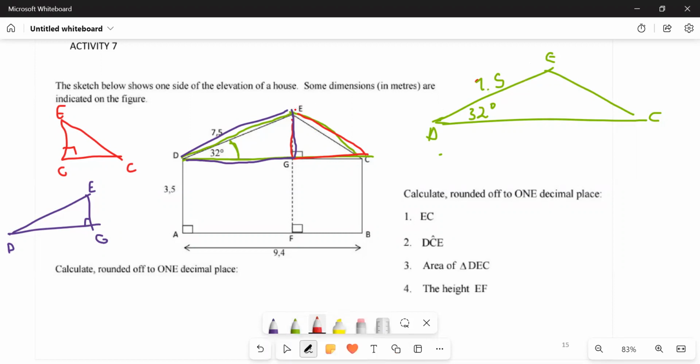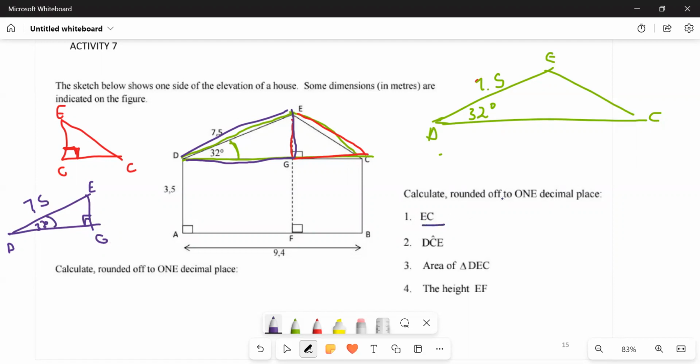Let's come back to this one, EGC. Is there any information on this one? There's only 90. Okay, we'll put 90 there. Okay, let's come back to this one, EGD. Let's put the information that we have there. So we have DE, this is 7.5. This one is 32. And then is there any other thing that we have on this one? We are done. Okay, we're looking for EC.